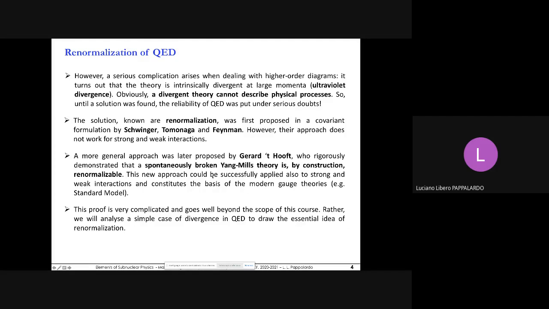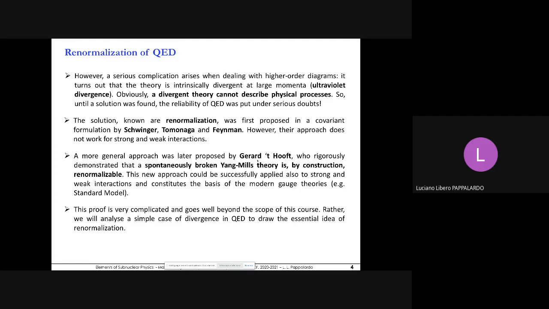Okay, so for the moment, let's forget about the meaning of this. This will be maybe clear at the end of our course. But nonetheless, this is a general proof. And this new approach could then be successfully applied also to the strong and weak interactions. And indeed, it constitutes the basis of the modern gauge theories, so the standard model.